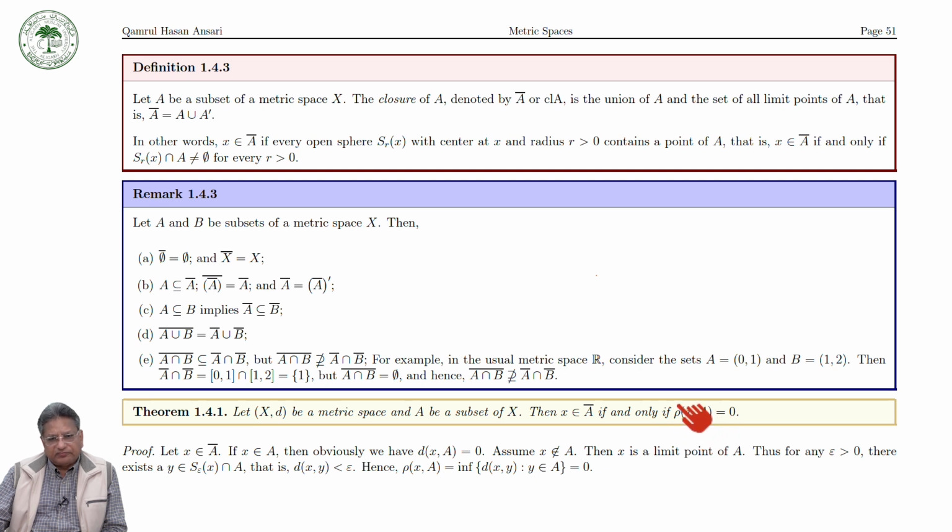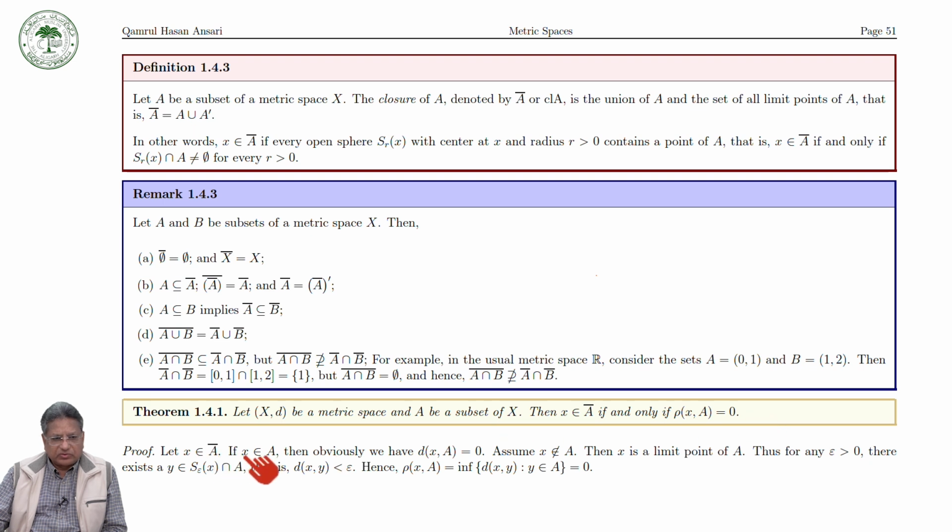So if the distance from x to A is equal to 0, then x lies in the closure of A, and if x lies in the closure of A, then this distance is equal to 0. Keep in mind, I am considering here the closure of A. This is very important and I will show you later. So let us prove this. Suppose x is in the closure of A, then we will prove that this holds.